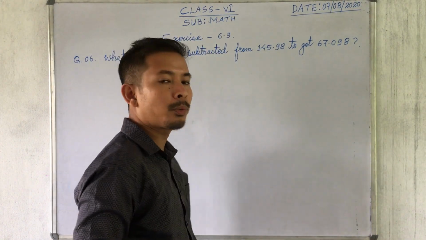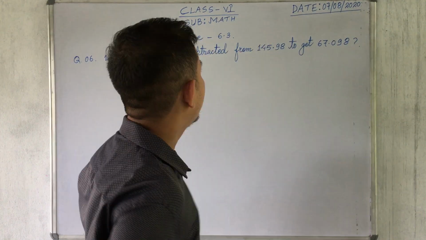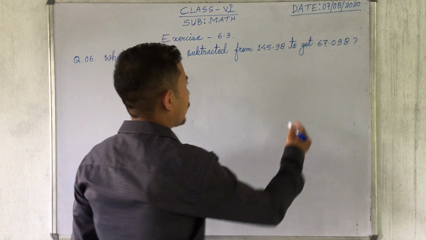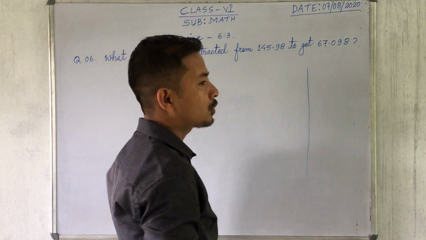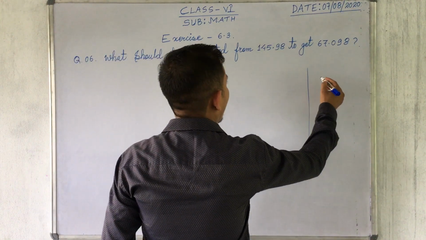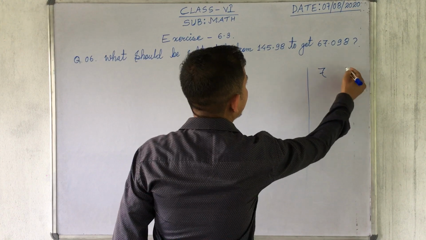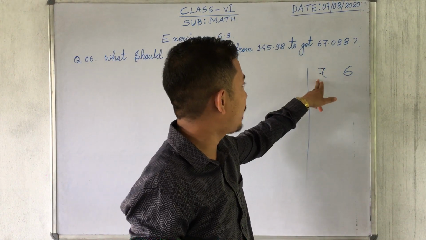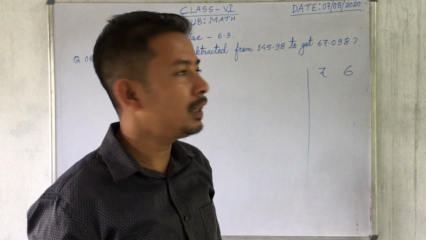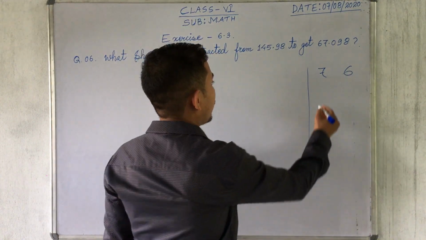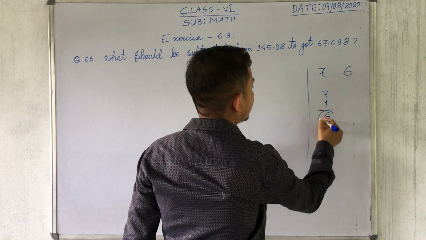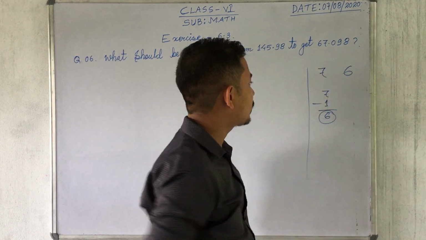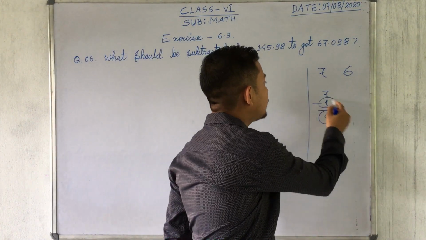Before solving this problem, I want to tell you one example. Suppose someone tells you, what should be subtracted from 7 to get 6? What will you do? Simply, if you subtract 1 from 7, you will get 6. After subtracting 1, you will get 6. That means 1 is the answer here. 1 is the correct answer.